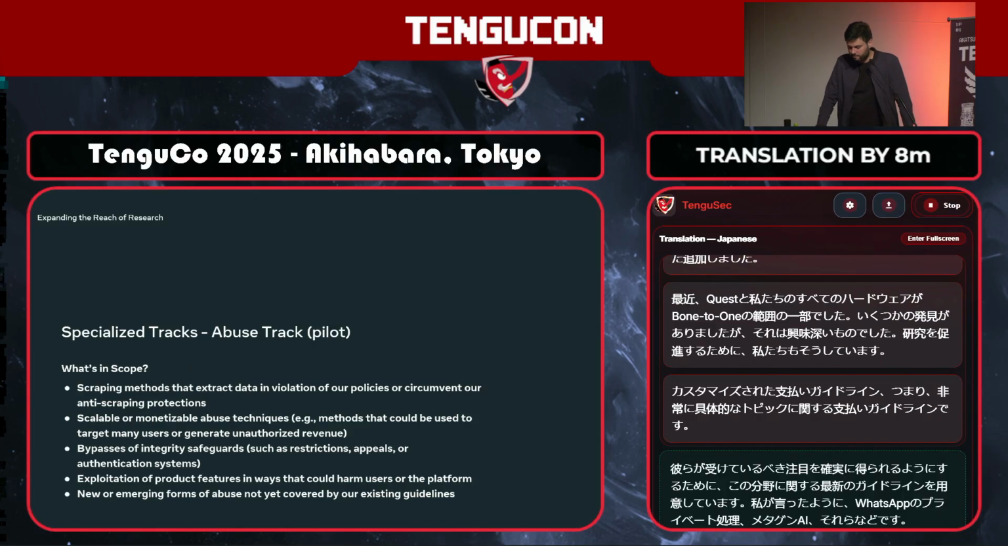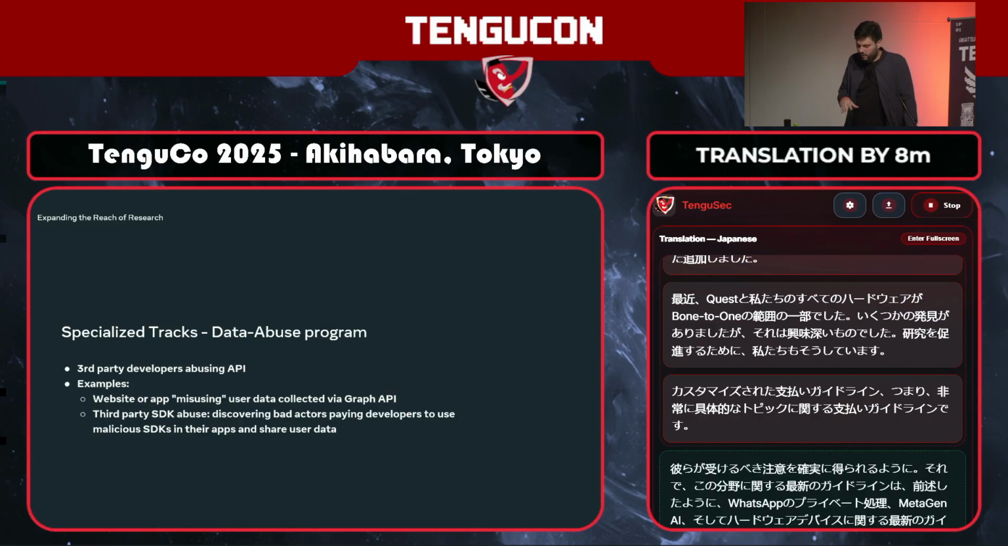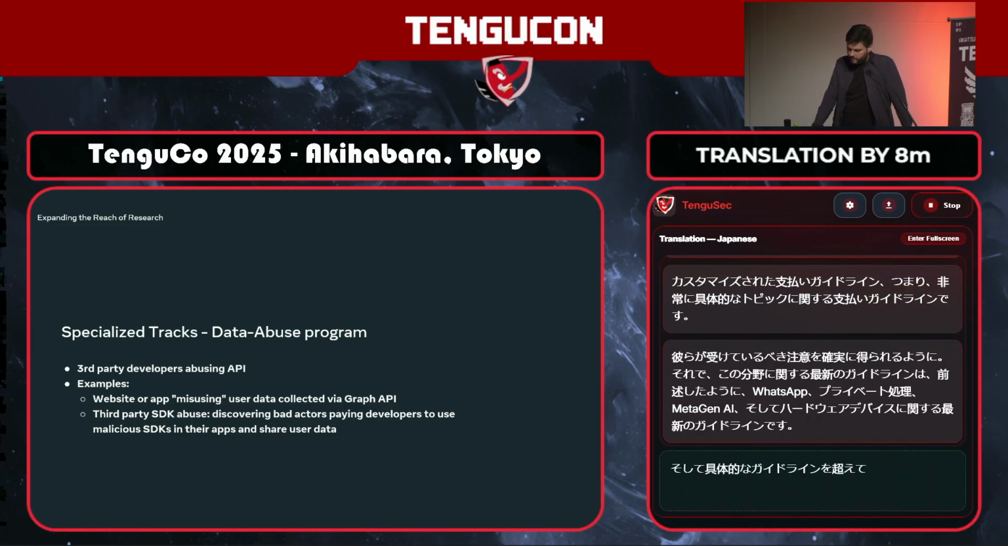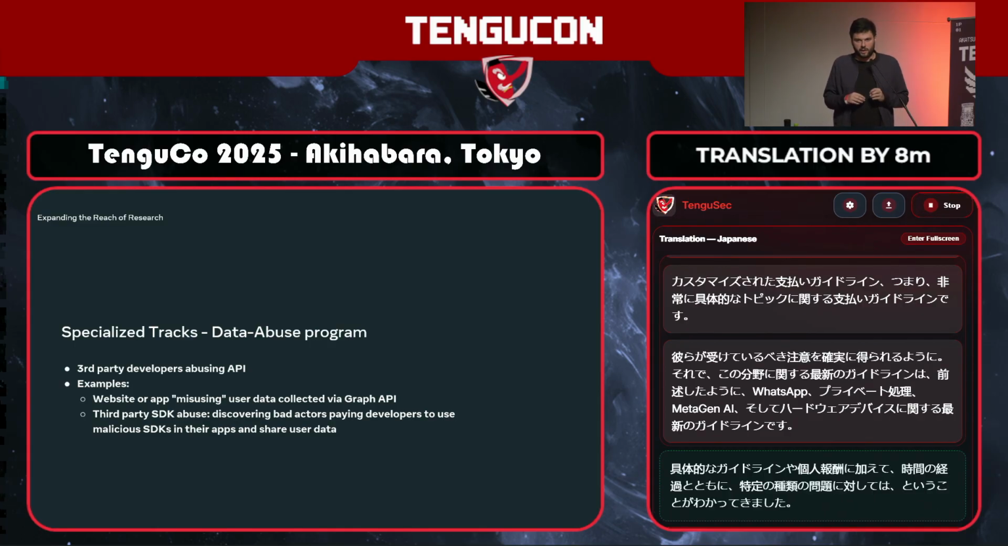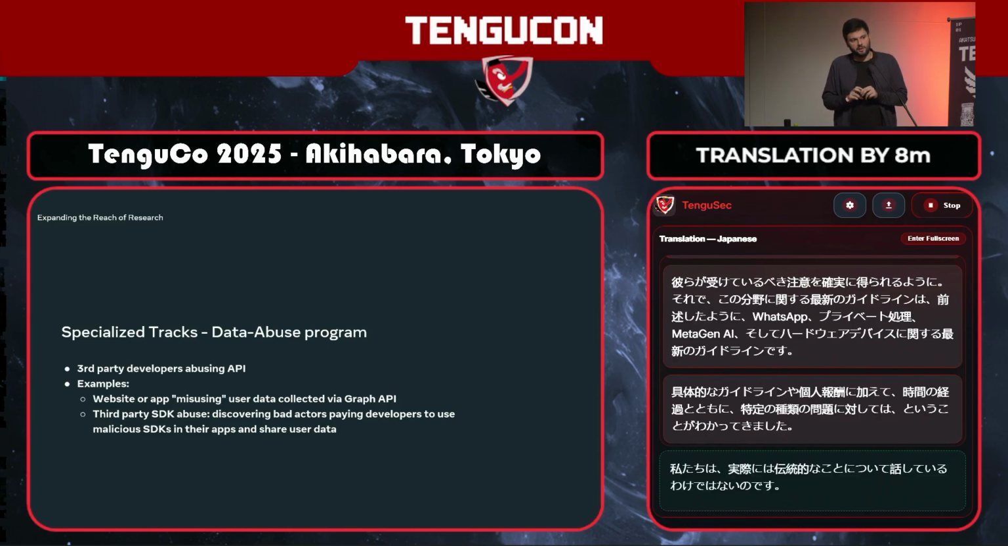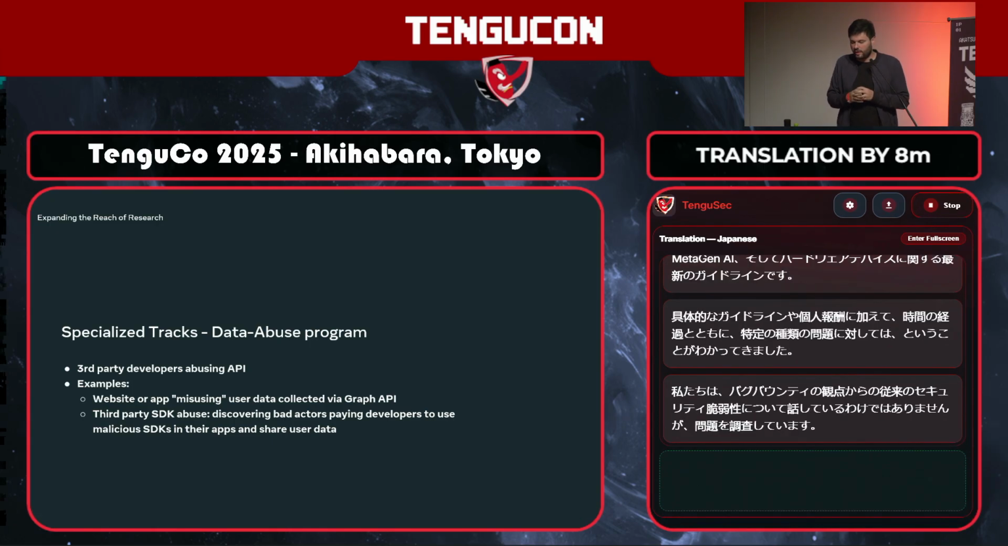And beyond the specific guidelines and the private bounties, we also understood over time that for certain types of issues, we are not really talking of a traditional security vulnerability in the bug bounty sense, but we are looking at issues where some products or some features can be abused in some ways and that harm the users down the line.